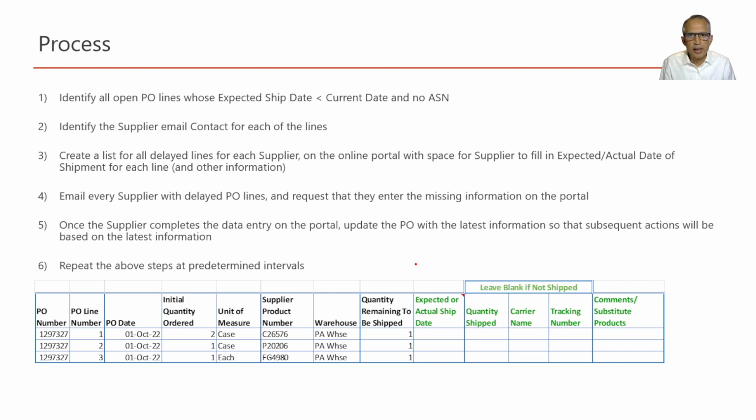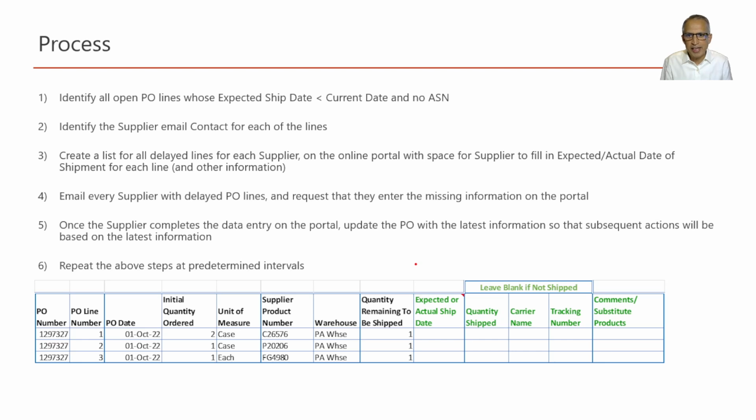So here is an outline of an efficient process to follow up on delayed POs. The important thing here is to perform all of the steps programmatically so that all the delayed lines can be identified correctly and the process can be repeated, perhaps every week or maybe twice a week or as required. So first, identify all open lines whose expected ship date is in the past and for which we have no ASN. Of course, open lines are all lines that are not fully received.